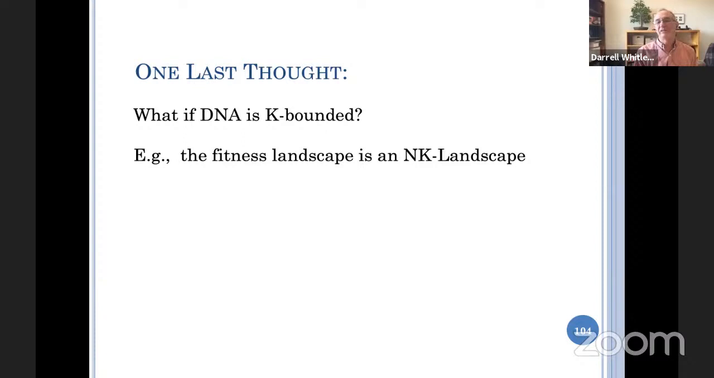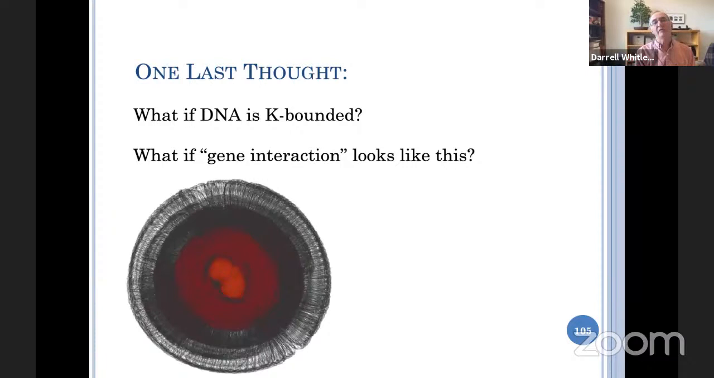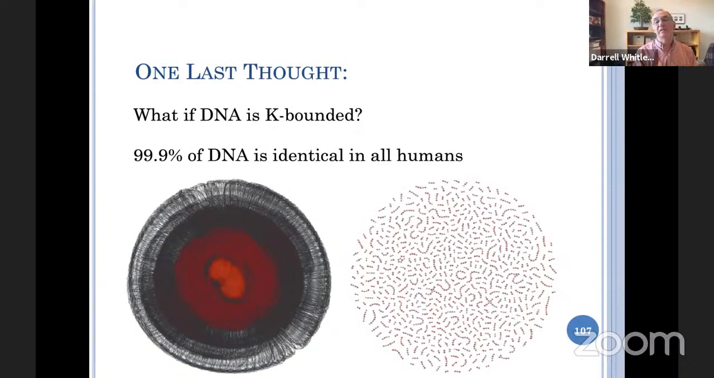If that's true and K is relatively small, and by small, it could be 50 or it could be 100, it could still be large from a computational point of view. But if that's true, what if gene interactions look like this? So assume this is the interaction graph for your DNA. But we know that human beings share 99% of their DNA, and if that's a K-bounded function, what if it looks like this when we delete all of those genes we share in common?